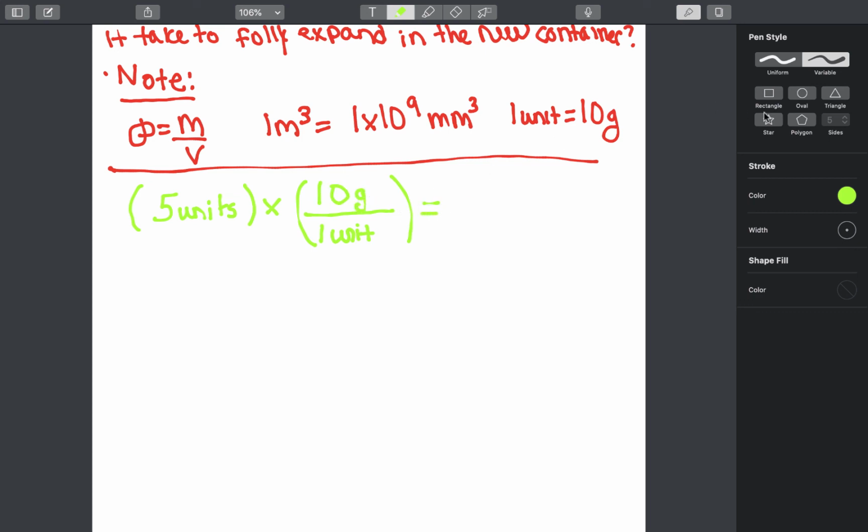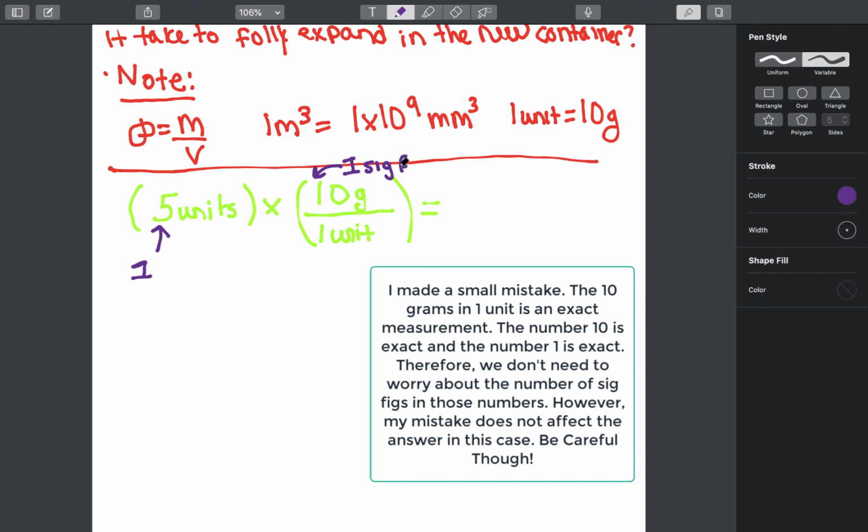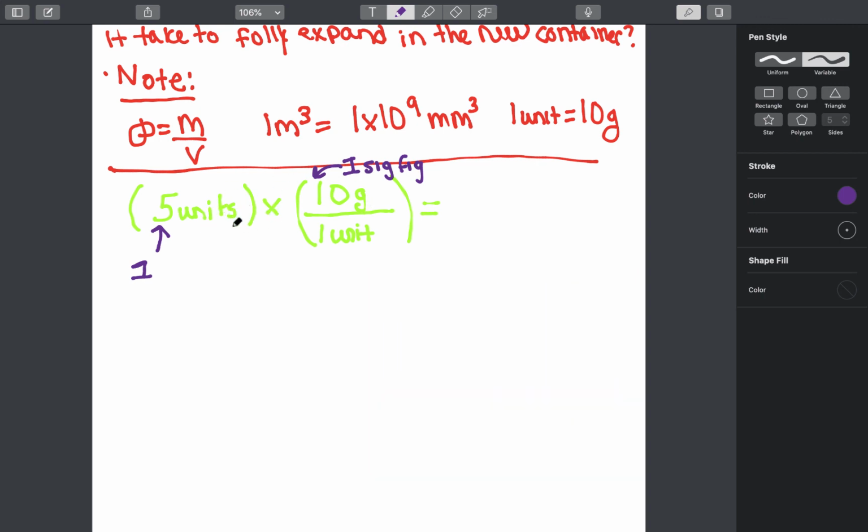So let's keep in mind significant figures. So here we only have 1 sig fig. Here we only have 1 sig fig. And remember, we're not counting this 1 unit because it's an exact measurement. It has an infinite number of significant figures. You can't be more precise than that. So therefore, we're only counting these 2 numbers. So 5 units, the units cancel out, giving us grams. So therefore, our mass is equal to 50 grams.